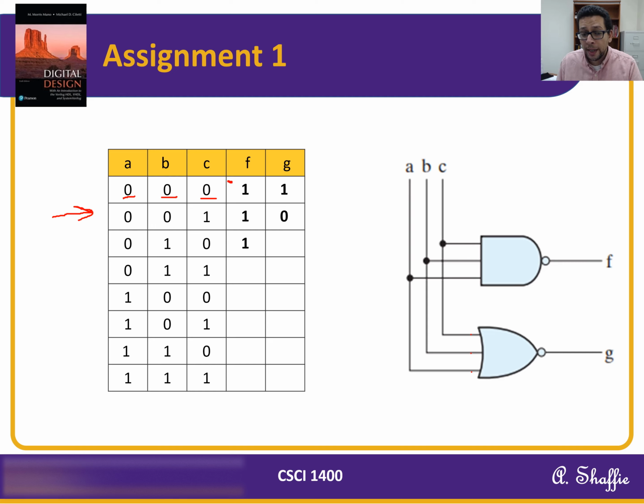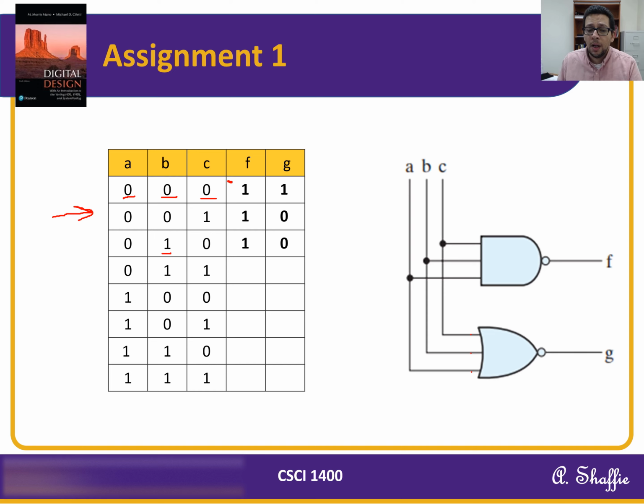What about the OR gate? The OR gate is the opposite. As long as you have 1 in the input, I expect the output to be 1. And since I have a bubble, or inverter, this one will change to 0. So I have 1 here, so this one should be 0. I have 0 here, this one should be 1. I have 1, so this one will be 0.